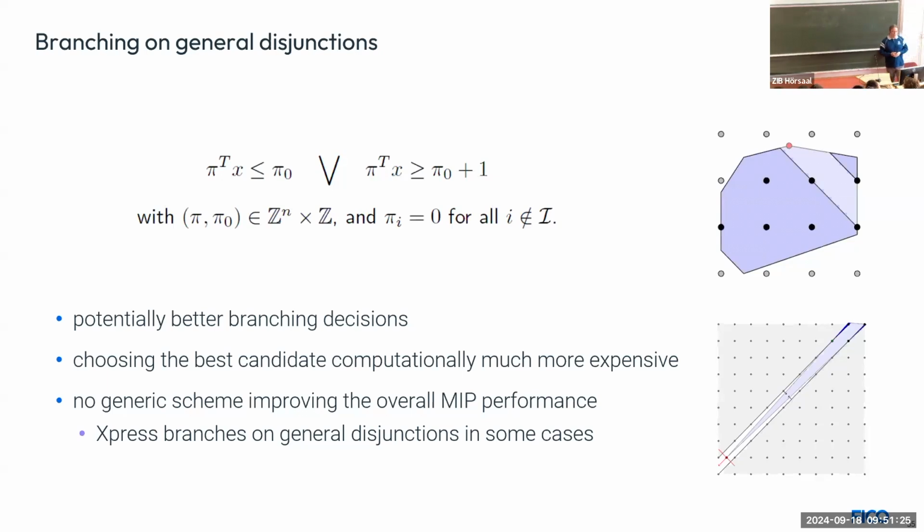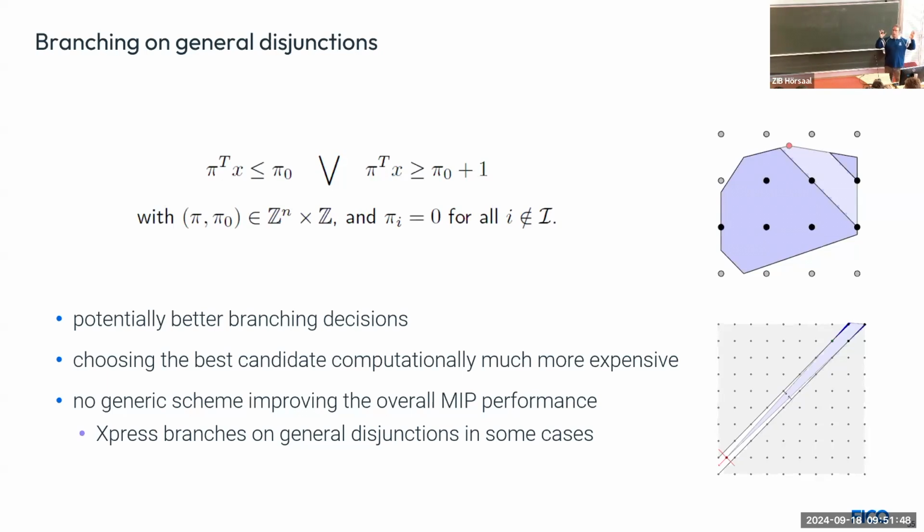Also, it might be computationally more expensive to select such a branching candidate. There are a couple of drawbacks really with respect to complexity. Statistics might not be as easy to track if you allow a huge variety of different branching candidates.